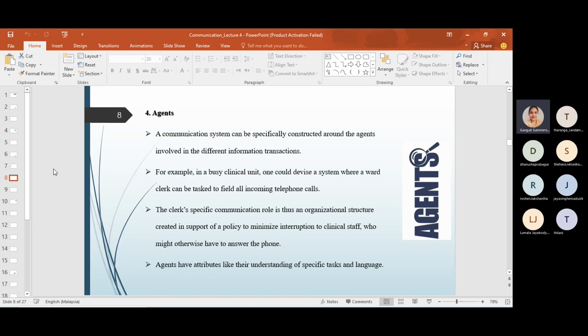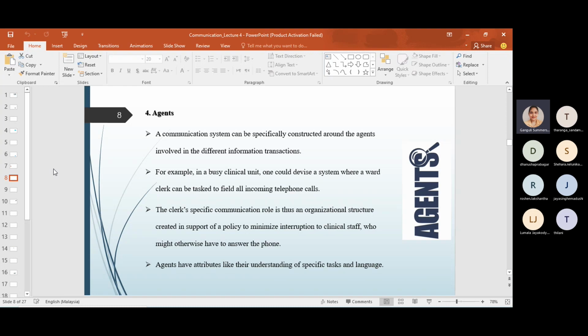Okay, so to overcome this issue, some workplaces use agents. Agents are there to answer the phone calls, so there will be no interruption to clinical staff. The clinical staff need not bother about the phone calls because the phone calls will be handled by agents. In some workplaces we have agents to answer the incoming telephone calls, so that there will be no interruption to the clinical staff.